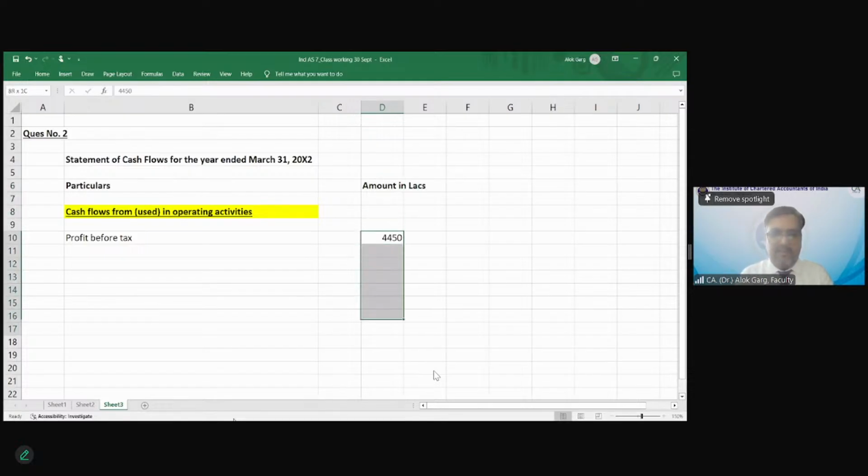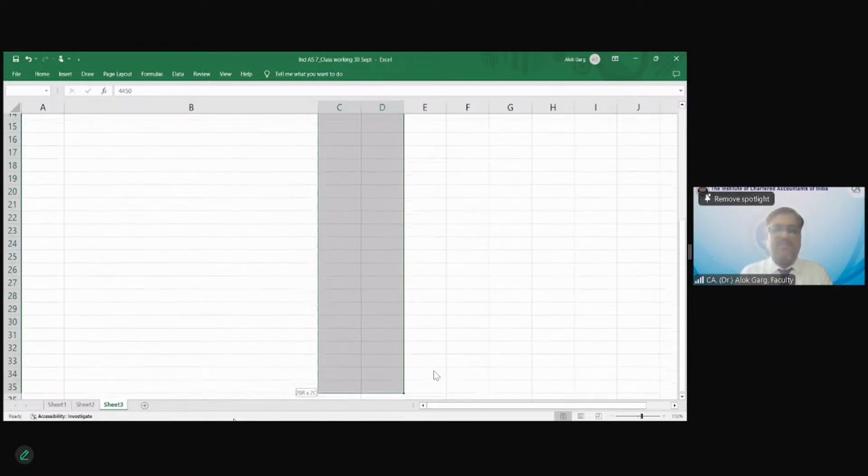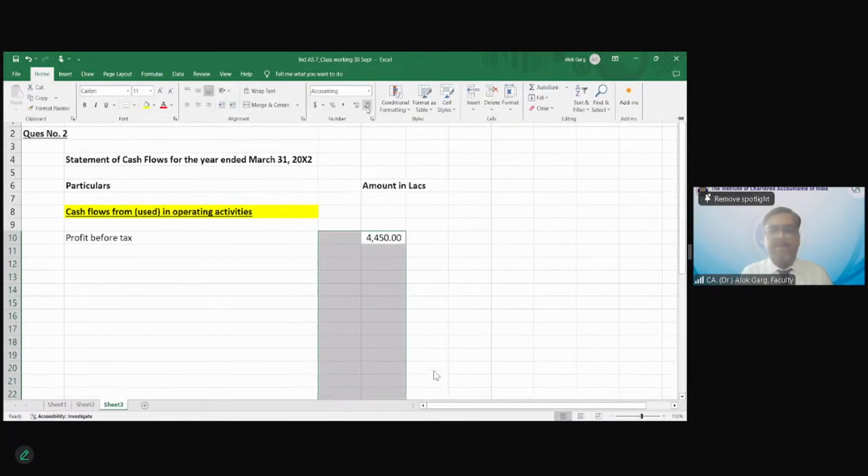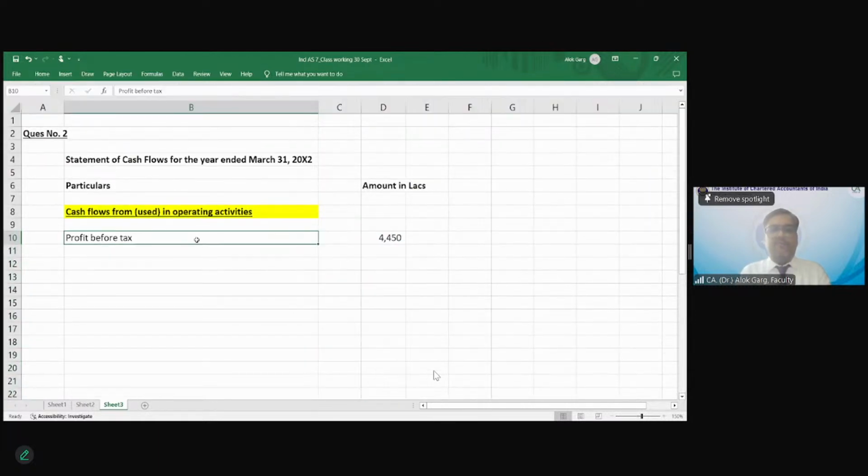Can you please help me in solving this question? Yes, sir. So whether it is profit before tax or profit after tax? Profit after tax. I have to arrive at profit before tax. So my profit after tax is given, and it is 4450.